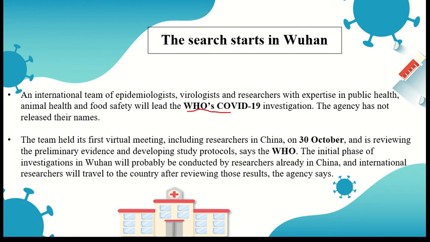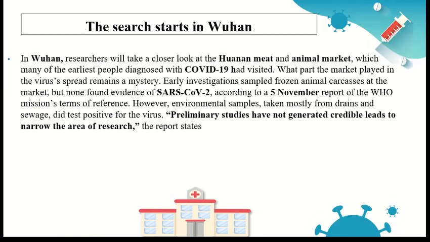The team held its first virtual meeting, including researchers in China, on 30th of October, and is reviewing the preliminary evidence and developing study protocols, says the WHO, the World Health Organization. The initial phase of investigations in Wuhan will probably be conducted by the researchers already in China, and international researchers will travel to the country after reviewing those results. The agency says that in Wuhan, researchers will take a closer look at the human meat and animal market, which many of the earliest people diagnosed with COVID-19 had visited. The market's part in the virus's spread remains a mystery.